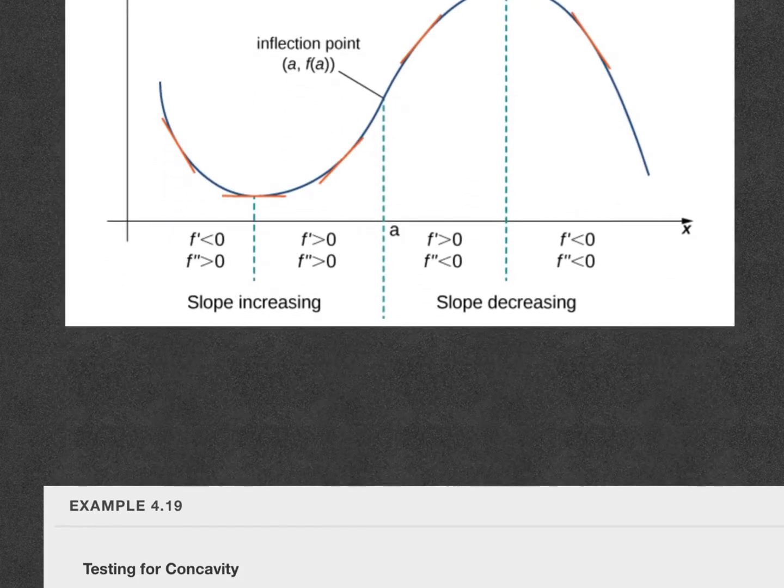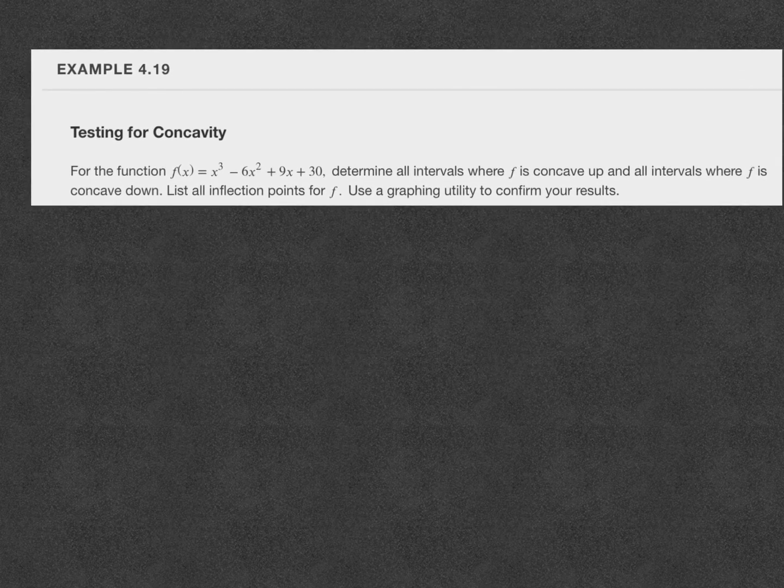So let's go through now an example where we, for our given function, determine all of the intervals where the graph is concave upward and all the intervals where the graph is concave downward, and then we'll list inflection points. Okay, so let's take a look at this one. Our function, f of x equals x cubed minus 6x squared plus 9x plus 30. The first derivative gives me information about slopes, 3x squared minus 12x plus 9. If I set that equal to 0, I find those critical points.